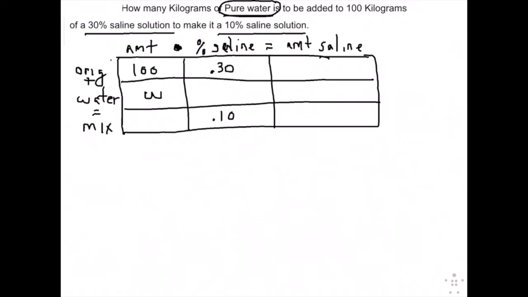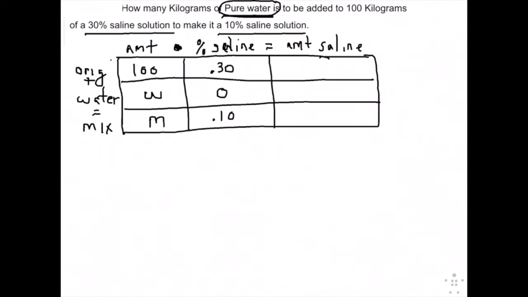So we can do these a couple ways. I have this amount of water, and I need to fill in the rest of the blanks. So what is the percent of saline in water? Well, we have to assume it's pure water, and the question even wrote pure water. But even if it didn't say pure water, we have to make certain assumptions that there's no saline in the water. So this is 0%, right? And this creates a mixture, which is also an unknown, right?